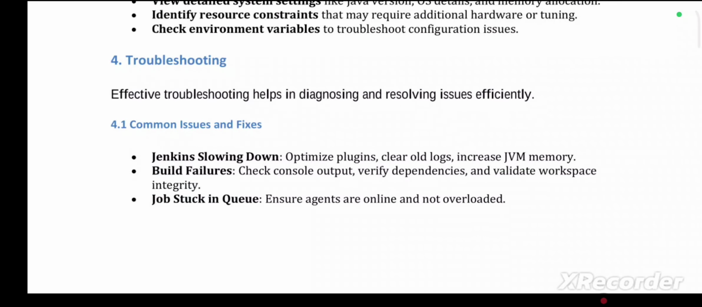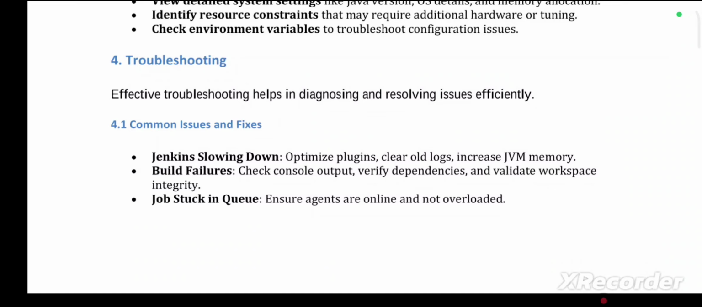This is like real scenario considerations. Whenever Jenkins is slow, optimize plugins, clear old logs, and increase JVM memory. For build failures, if a build was failing, check the console output, see exactly what the error message is, verify the dependencies, whether it has the particular necessary dependencies, and validate workspace integrity, how it was integrated, just validate it.